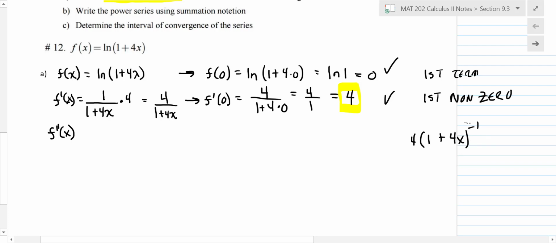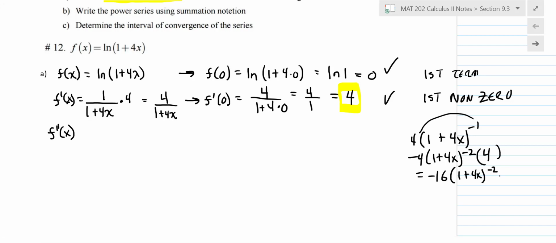So if you did this, you're going to get negative 4 times 1 plus 4x to the negative 2, and then the derivative of what's inside, the derivative of 4x, is 4. So that's negative 16 times 1 plus 4x to the negative 2 power. You can just do that at the side of your paper, and this is something you would do on an exam. So f double prime is negative 16 over 1 plus 4x squared. That should be a pretty simple derivative.